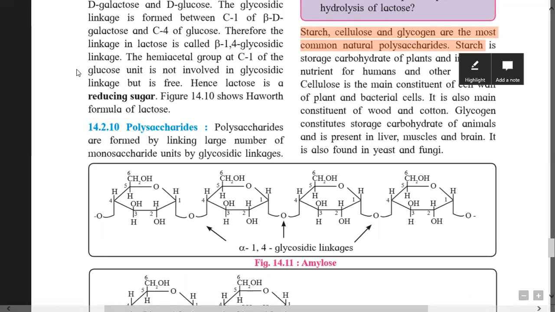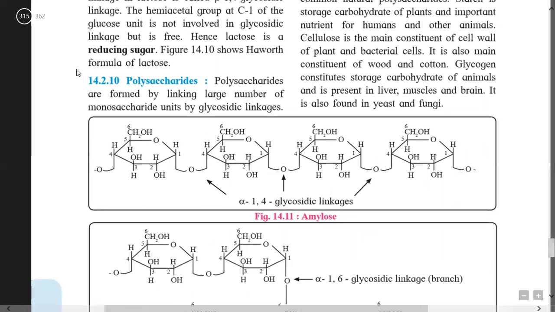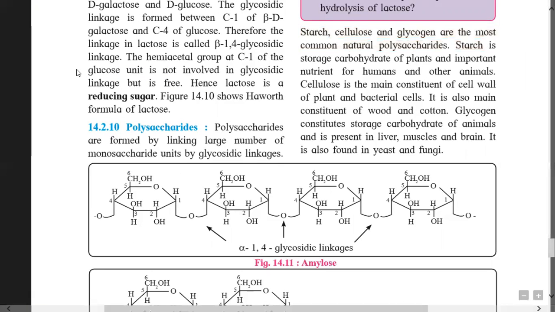The most common natural polysaccharides are starch, cellulose, and glycogen. Starch is present in potato, cellulose is present in all green plants, and glycogen is a polysaccharide of glucose which is present in the animal body. So starch, cellulose, and glycogen are the common polysaccharides.